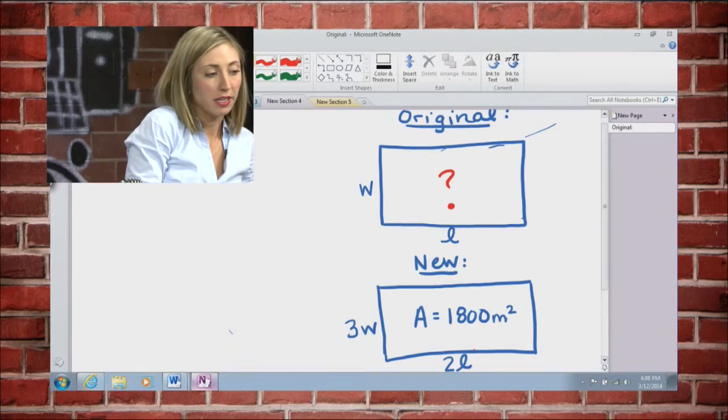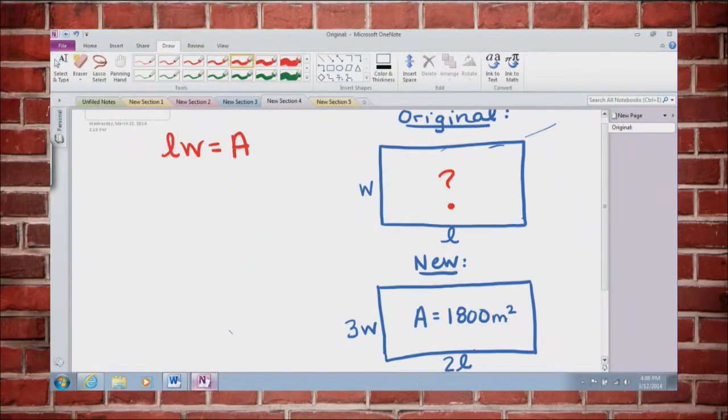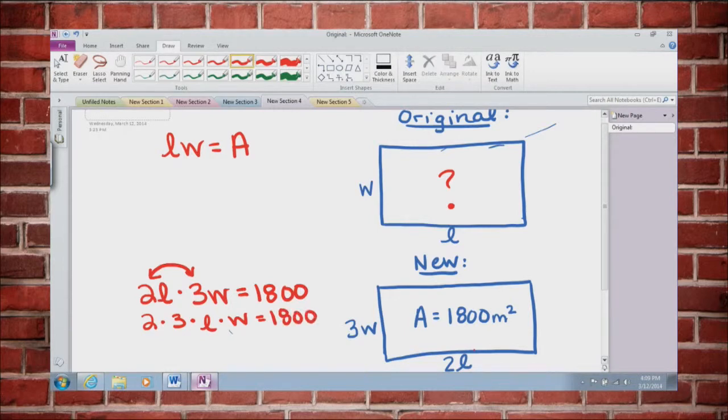The way I would begin is with the idea that length times width gives me the area. So I can set up an equation with my new rectangle. I'll start with my length to keep it consistent: 2L, the length of my new one, times 3W should give me 1,800. To simplify, using the commutative property, I can rearrange these: 2 times 3 times L times W equals 1,800. And then we can simplify 2 times 3, which gives us 6. 6 times L times W equals 1,800.